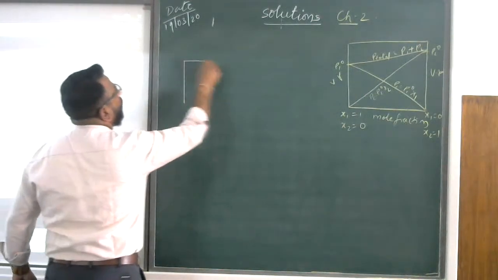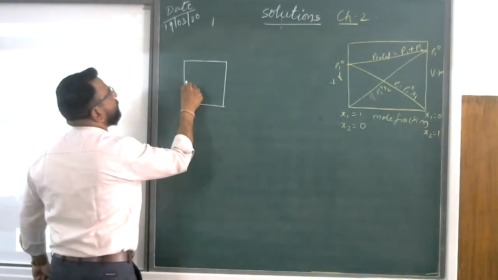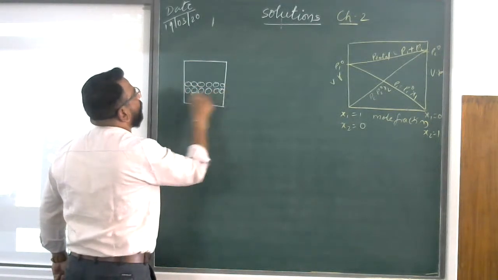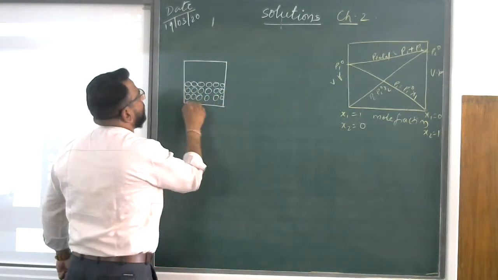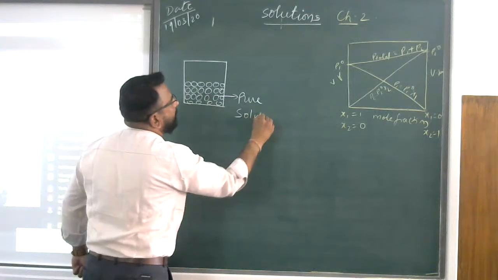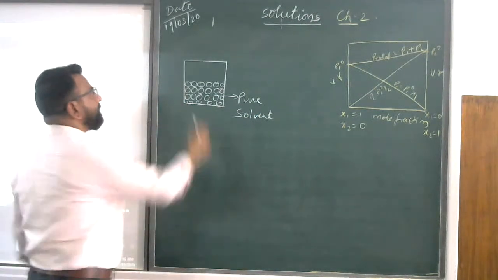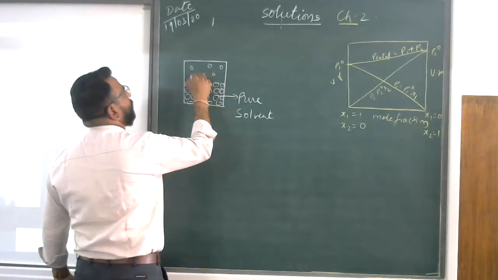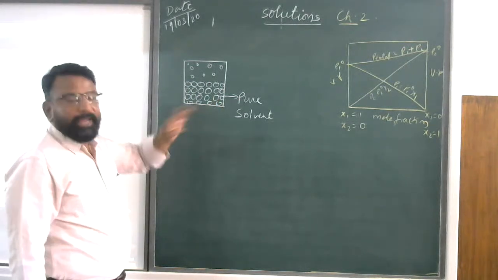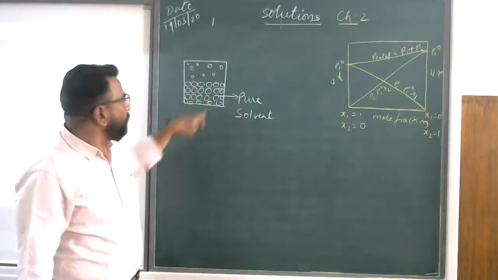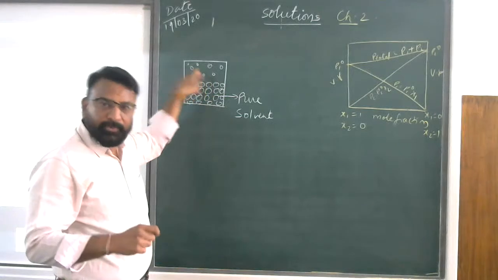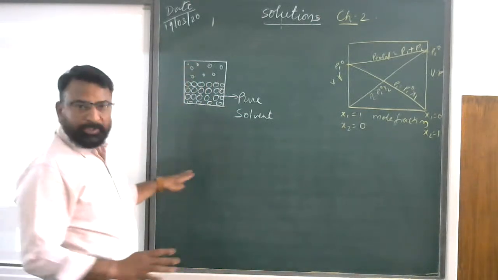Suppose we take one container, and in this you will see the solvent molecules, and the solvent is a liquid in form. You can see that all molecules are of the same kind. This is a pure solvent. Now the vapors formed by this solvent will be of a similar type. Is there any difference between the vapor molecules and the liquid molecules? I think no. Solvent molecules and the vapor molecules will be the same, so it is a pure solvent.